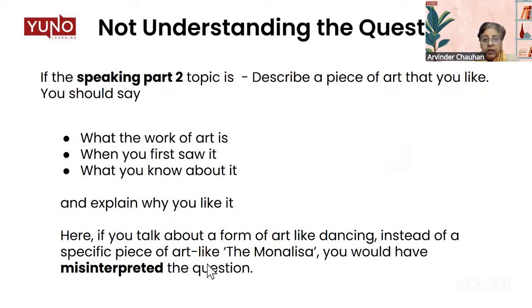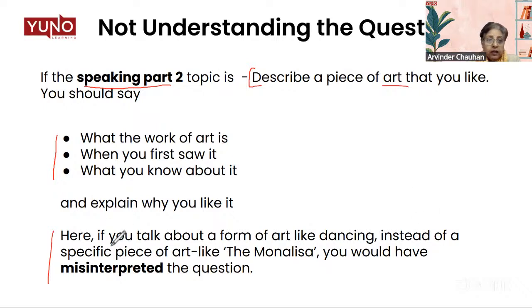Again, now we are talking about not understanding the question in a speaking situation, in a speaking part 2 question. So here the question is asking us, describe a piece of art that you like, right? And here are all the details about it. This is what your speaking part 2 question looks like, right? And what do we do? What have I done wrong over here?